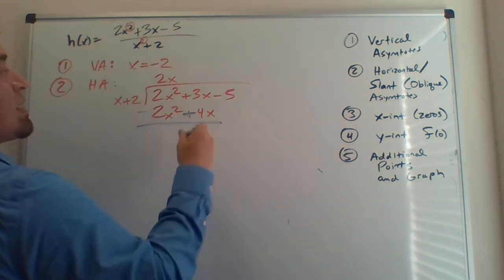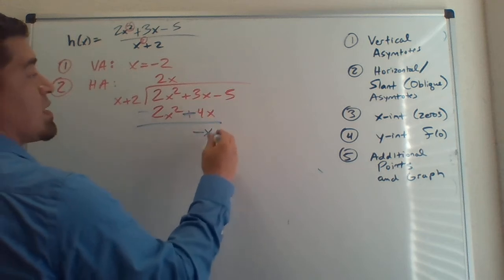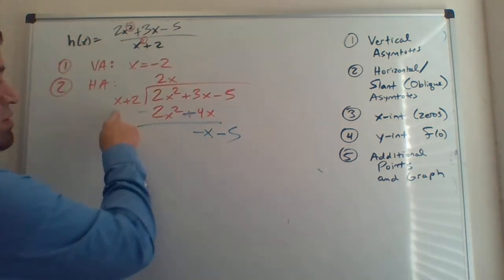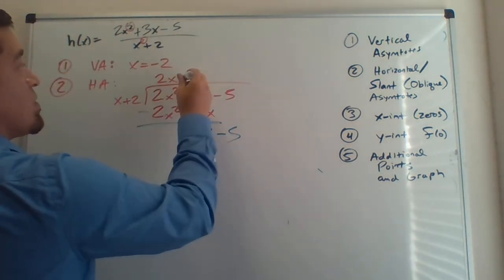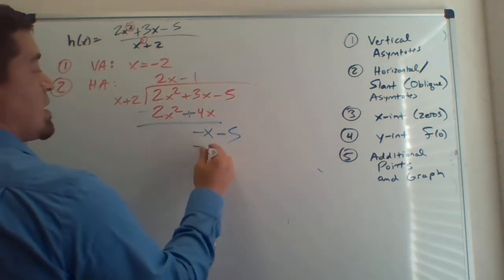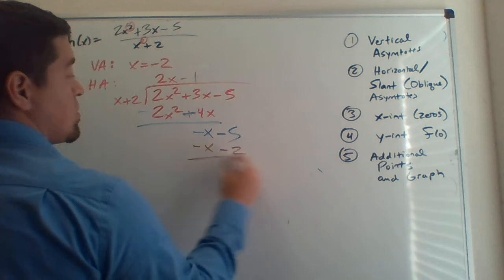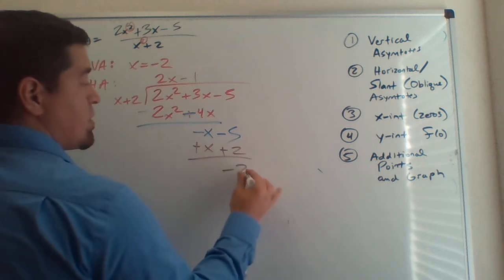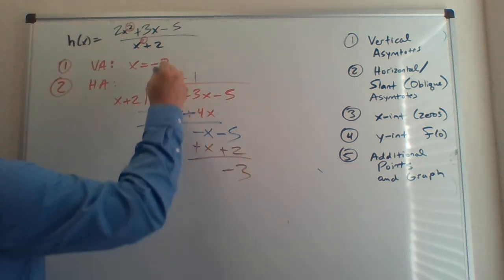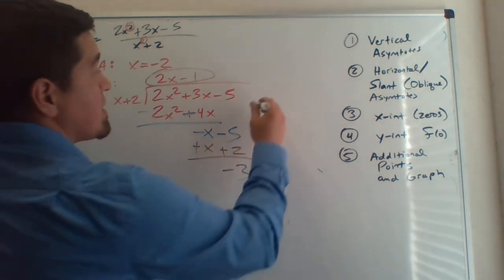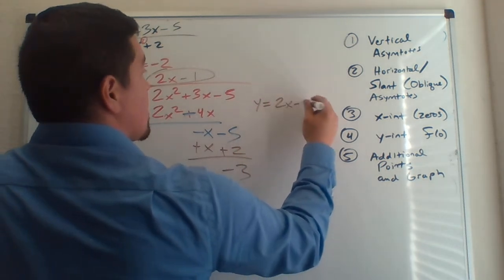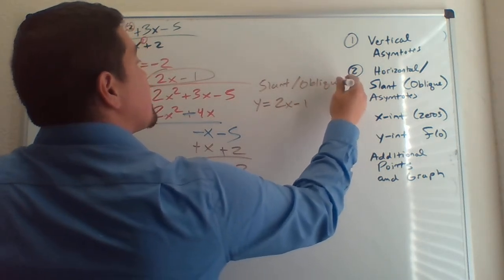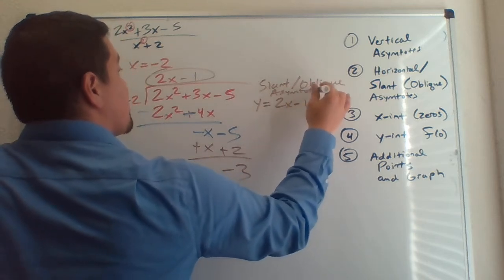So that would be minus, and this will cancel. This will be -x. Bring down the -5, and simply you're going to divide by the lead term here, by x. So then -x divided by x will give you -1. -1 times x, -x, -1 times 2 is -2. Change the sign, that becomes plus, that becomes plus. That cancels, that'll be -3. But this doesn't really matter anymore because this is my slant asymptote. Okay, so my slant asymptote is y equals 2x minus 1, also known as the oblique asymptote. So we'll graph that in a little bit.